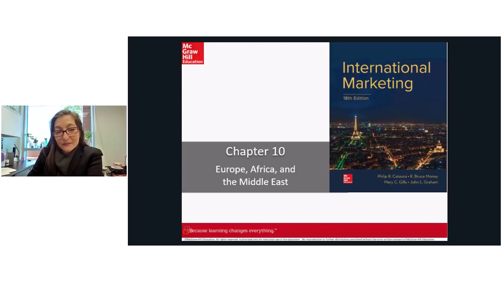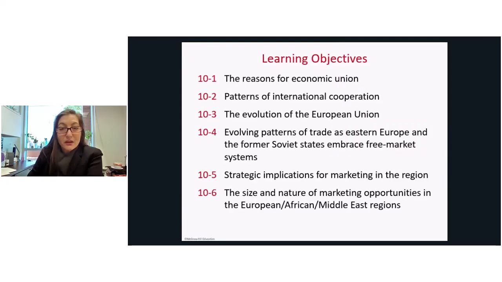Let's get going. We've got 6 learning objectives to cover in this chapter: the reasons for economic union, patterns of international cooperation, the evolution of the European Union, and evolving patterns of trade as Eastern Europe and the former Soviet states embrace free market systems, strategic implications for marketing in these various regions, and the size and nature of marketing opportunities in the European, African, and Middle East regions.